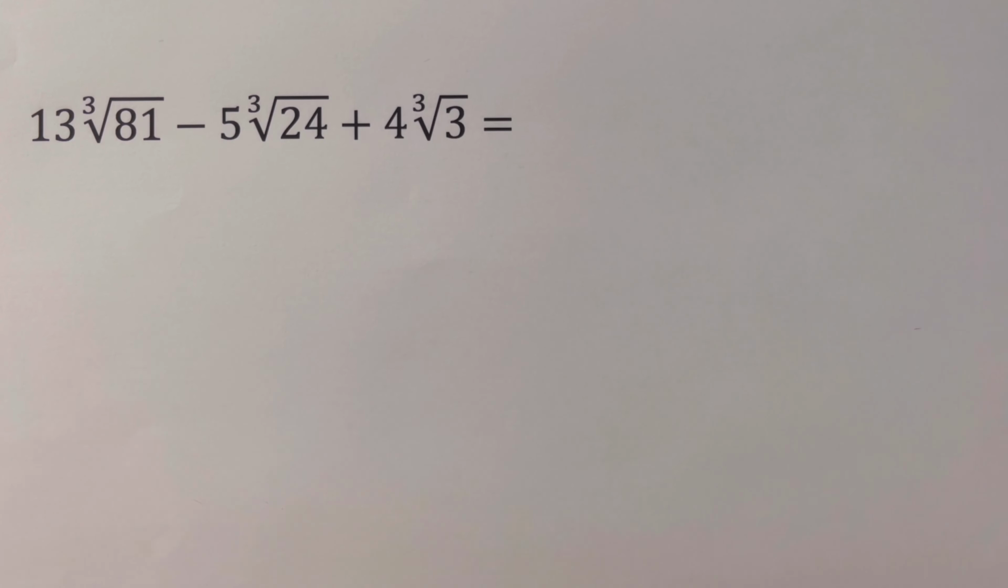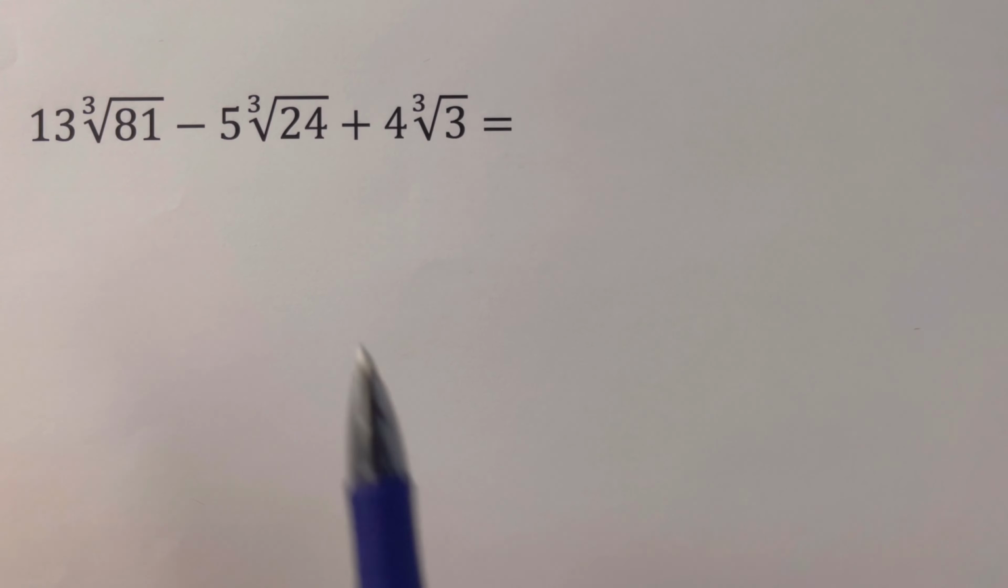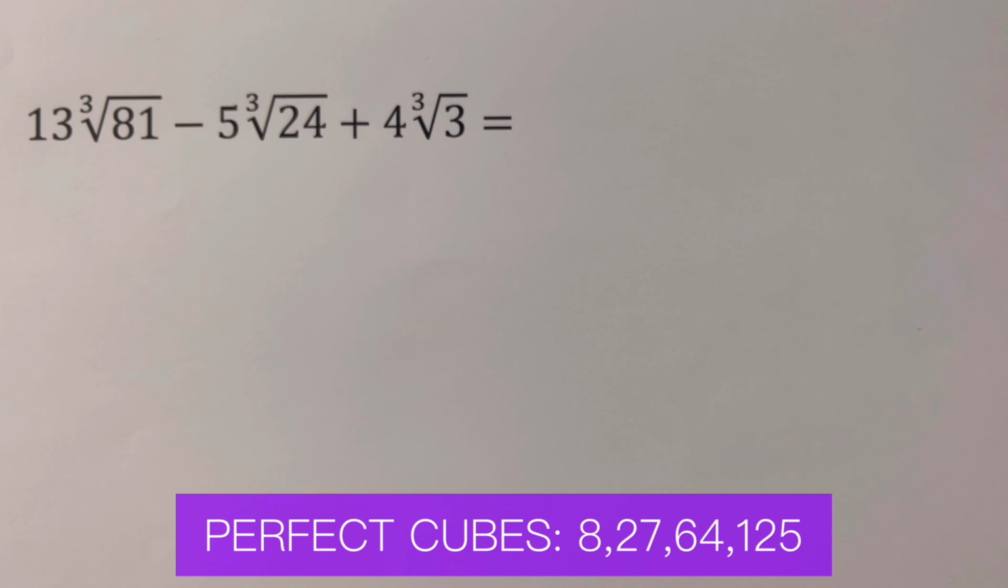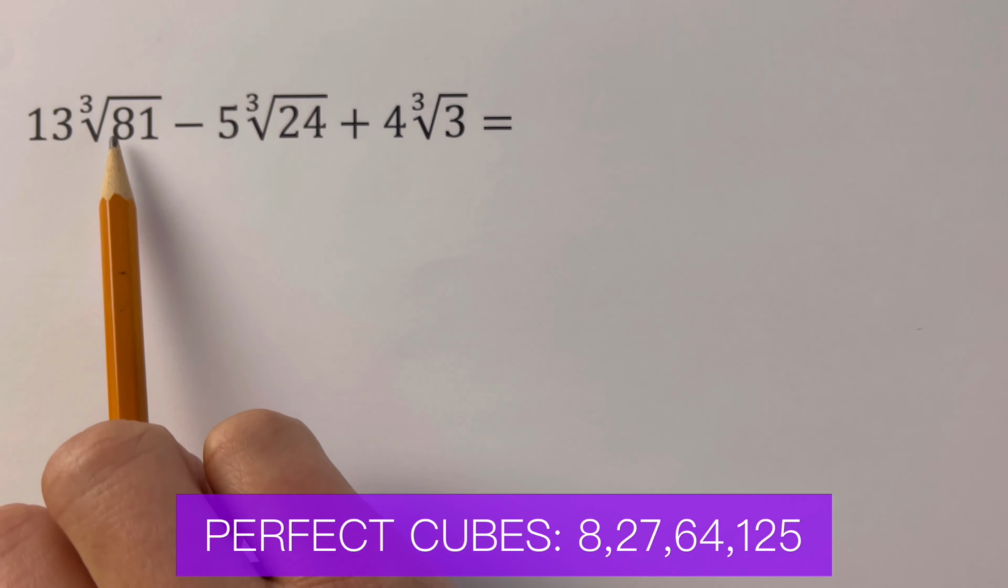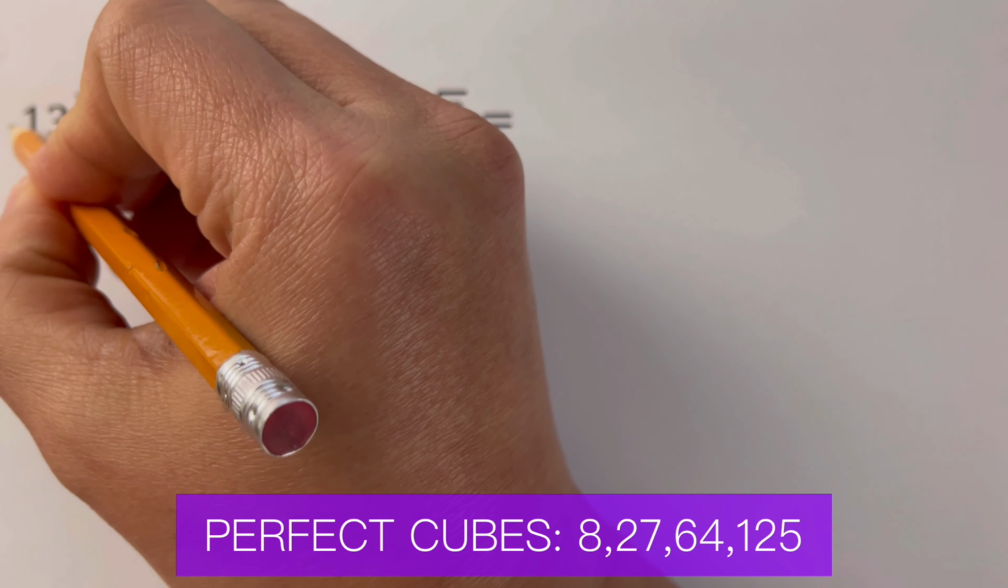Okay, so we go over the problem here. If you look at this problem, all of them have the same index of 3 and their radicands are not the same. So we need to factor them out using the perfect cube. So we factor out 81, we factor out 24, using one of the perfect cubes, so I go ahead and show the work down here.